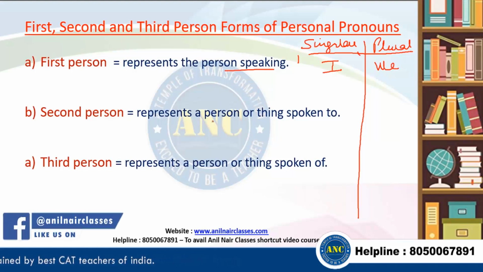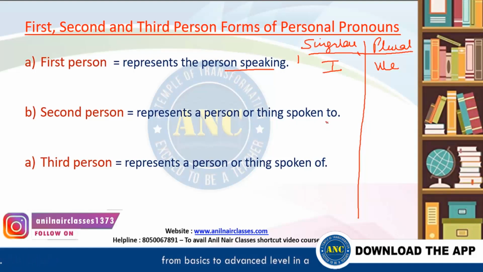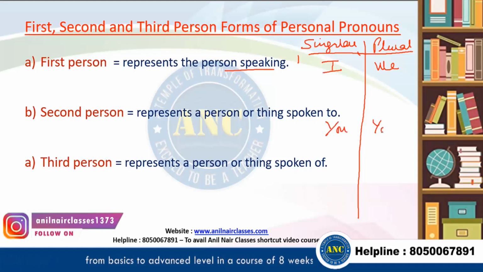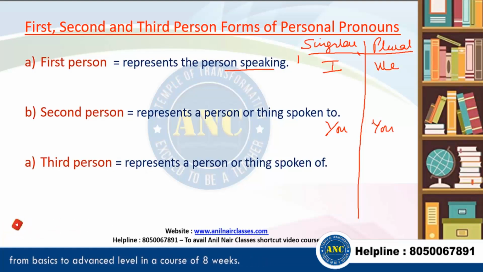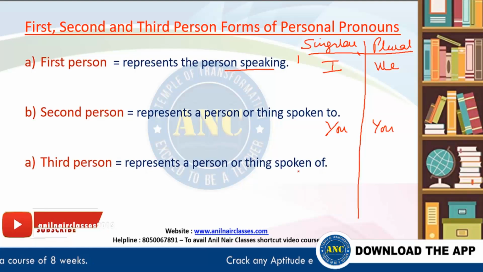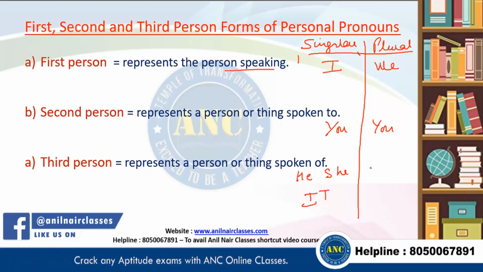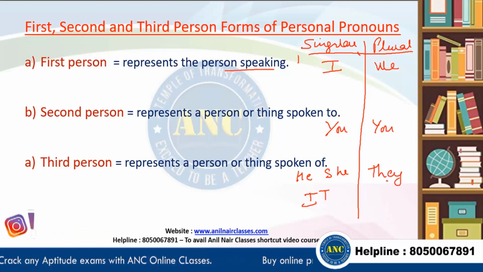Now second person is the person to whom you are speaking. Here the example is you. You can refer to singular as well as plural both. Third person is the person about whom you are talking. The singular examples will be he, she, it, whereas the plural example will be they.